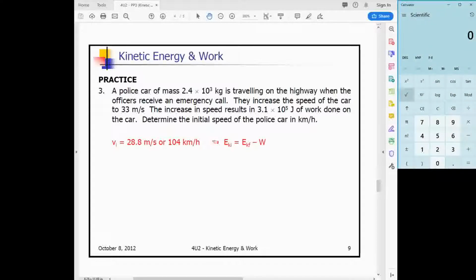We'll look at another type of problem here. This one says the police car has a mass of 2.4 times 10 to the 3 kilograms. It's traveling on the highway. It receives a call. It increases its speed to 33 meters per second. And there was 3.1 times 10 to the 5 joules of work done.